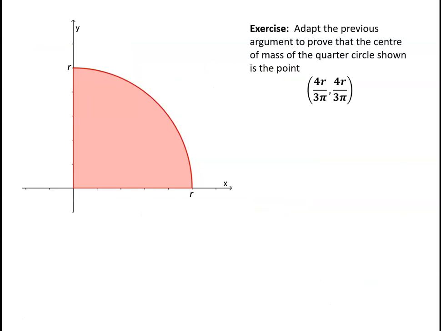Now the first thing I'd like you to do is to pause the video for a moment and try and adapt the previous argument to prove that the centre of mass of the quarter circle shown in the diagram is at the point 4r upon 3 pi, 4r upon 3 pi. When you've done that, press on with the video. If you struggle with that, then ask your teacher to take you through it when you next see him or her.